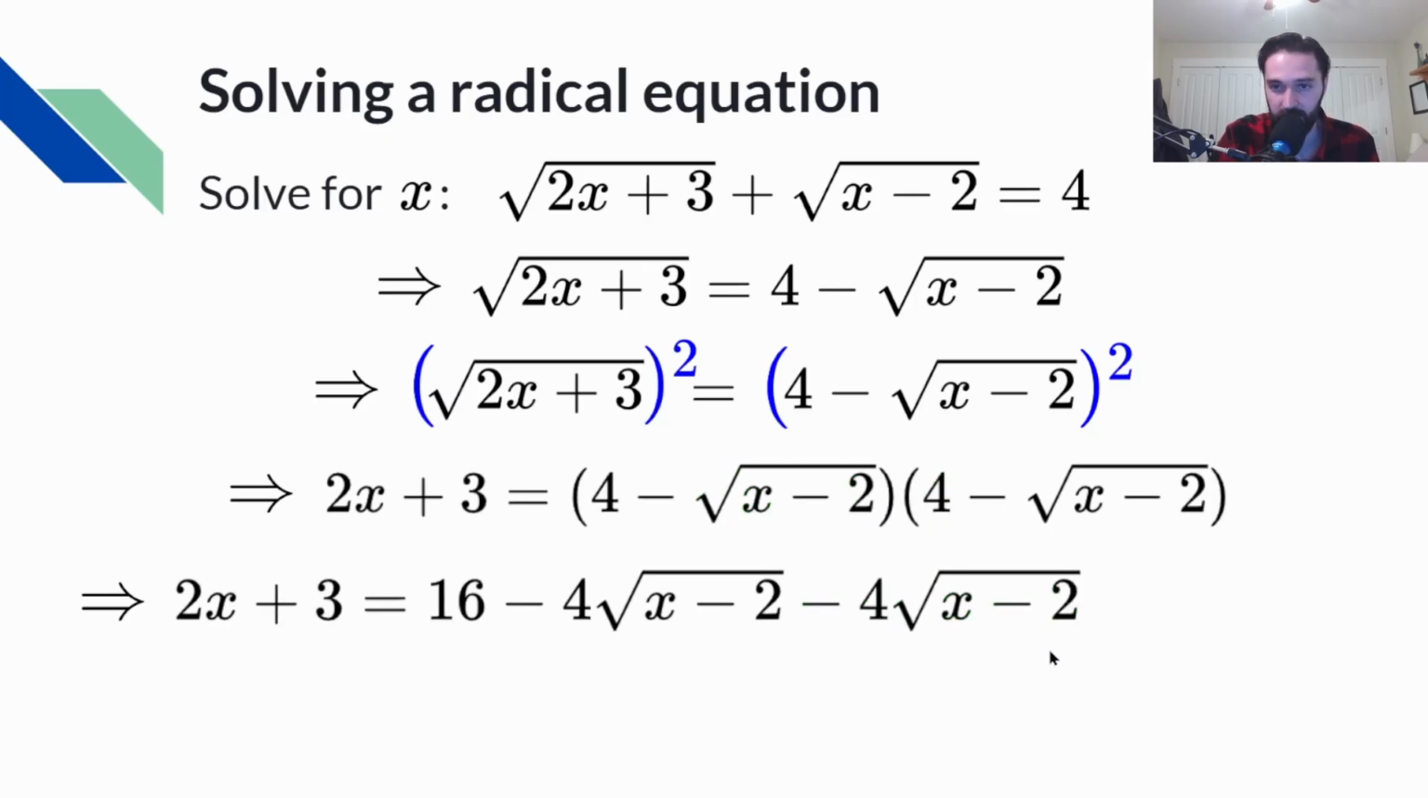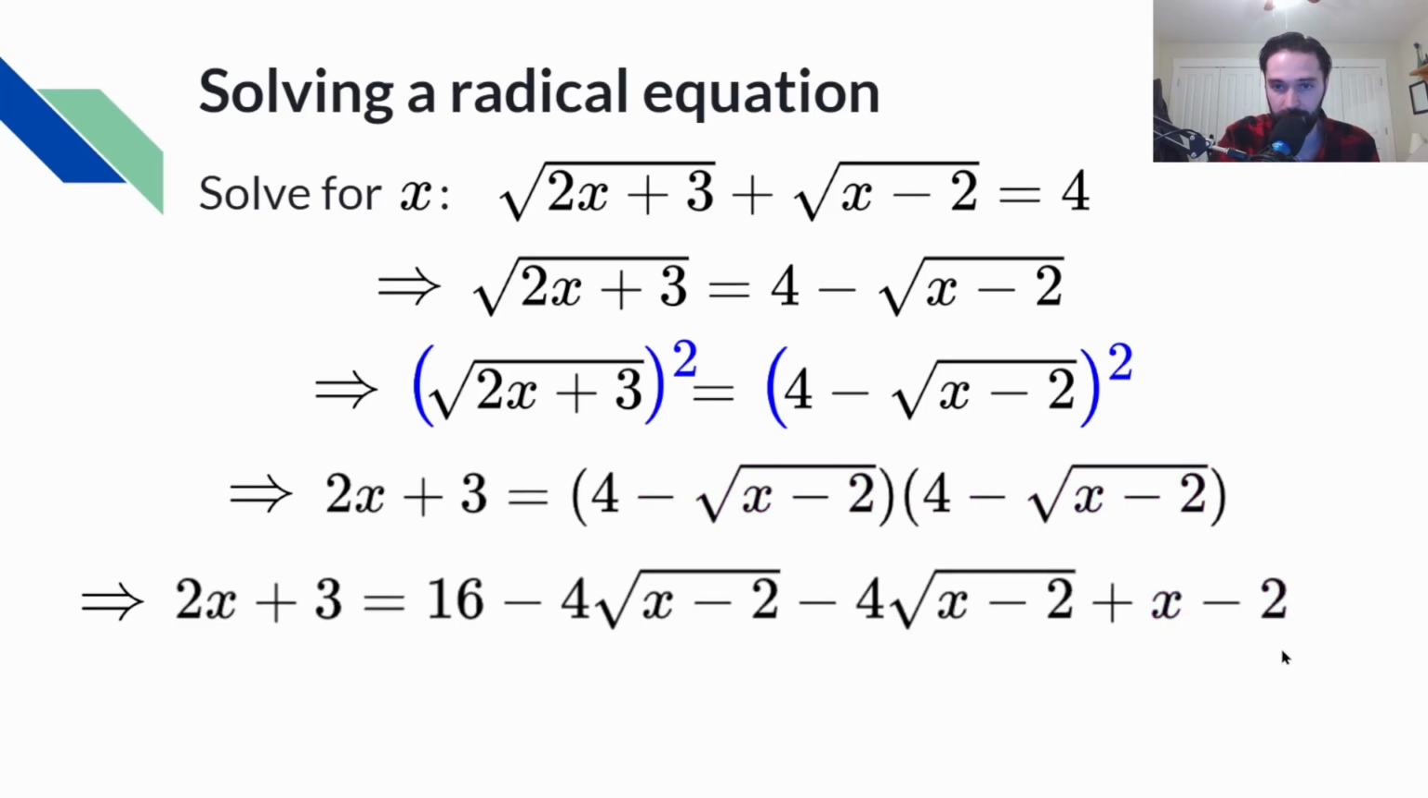And for my lasts in purple, I have this times this. A negative times a negative is positive. And look what we have: root x minus 2 squared. We're multiplying it by itself, so that's just going to give us the business under the radicals. That's going to give us x minus 2.